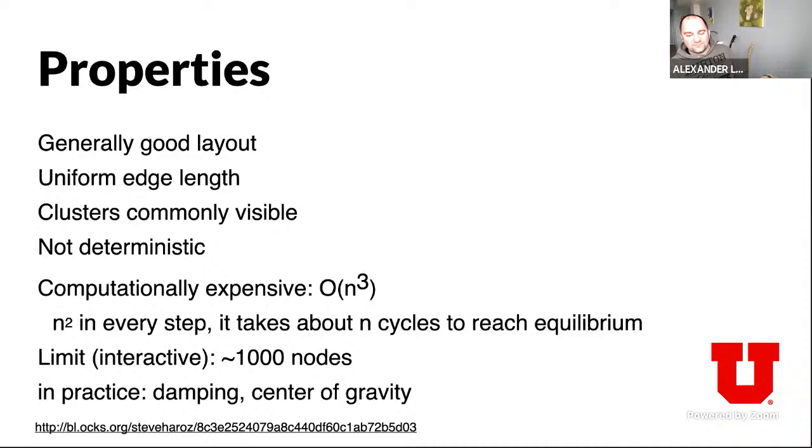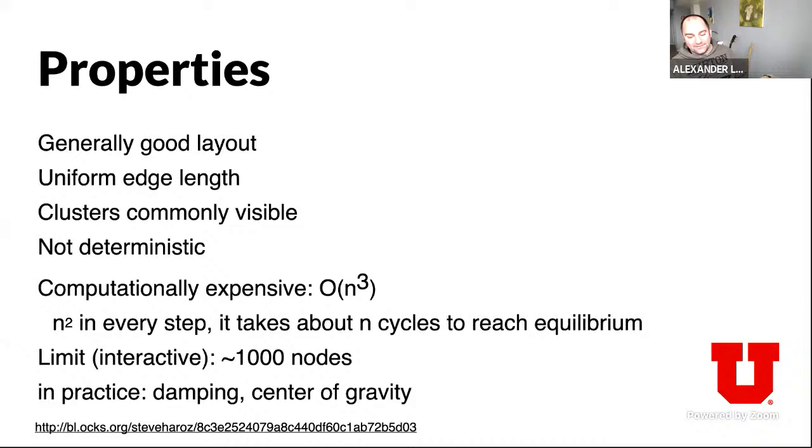Since we have n squared, we have to compute the repulsive force between all pairs of nodes in every single step. We have n squared for every single step. And then in practice, it takes about n cycles to reach equilibrium. And so we have n to the power of 3 as our big O runtime estimate.